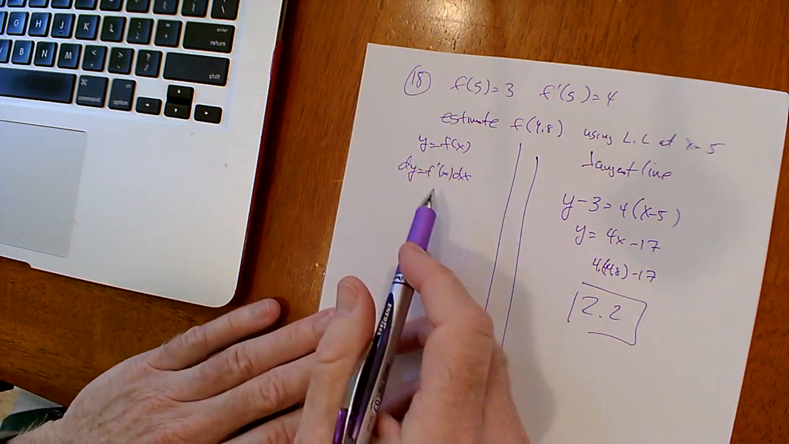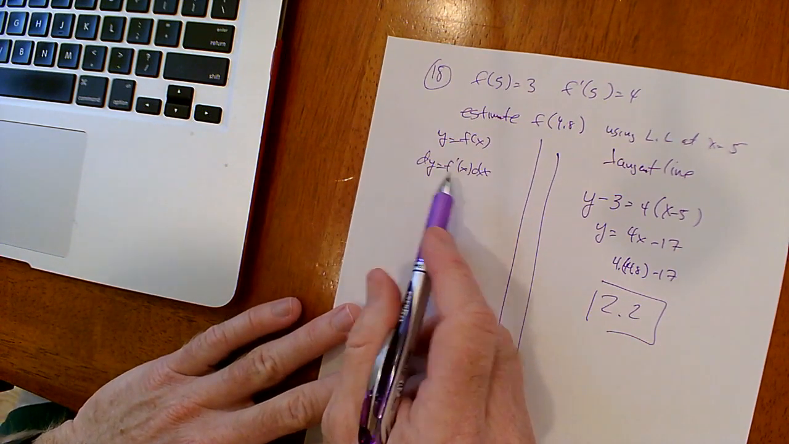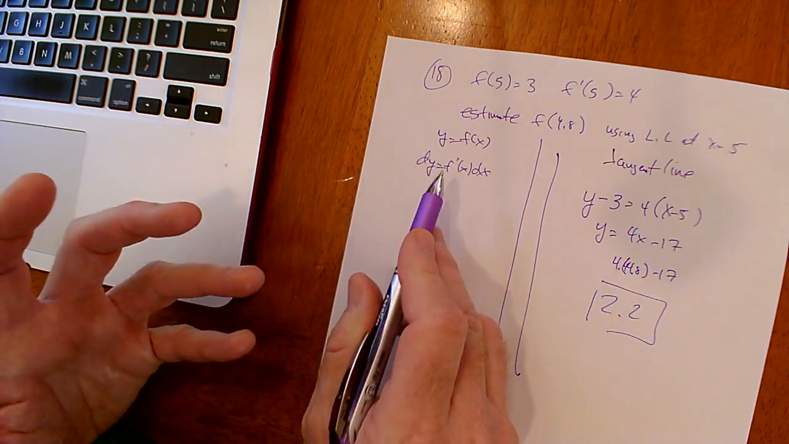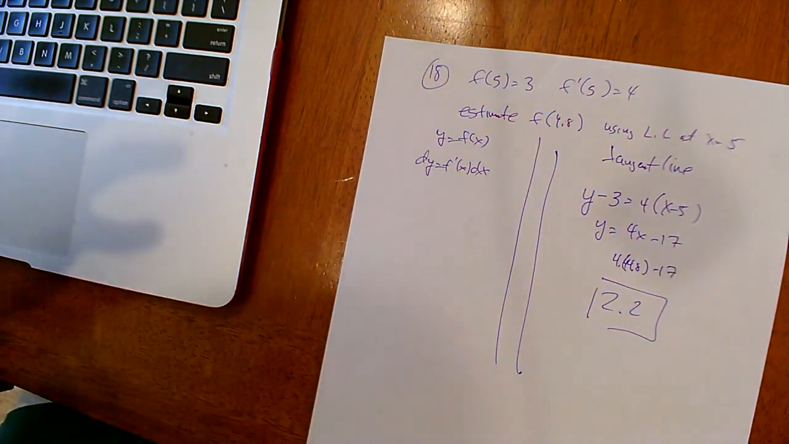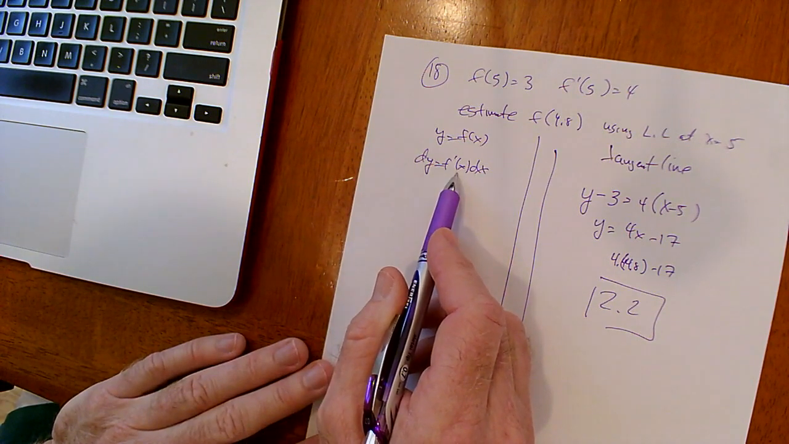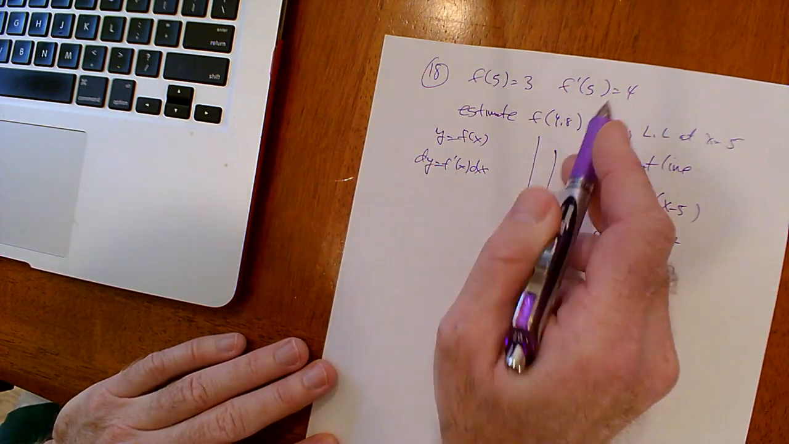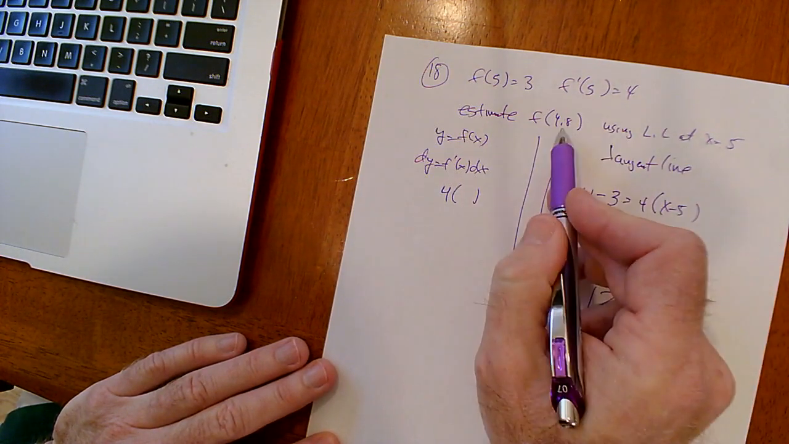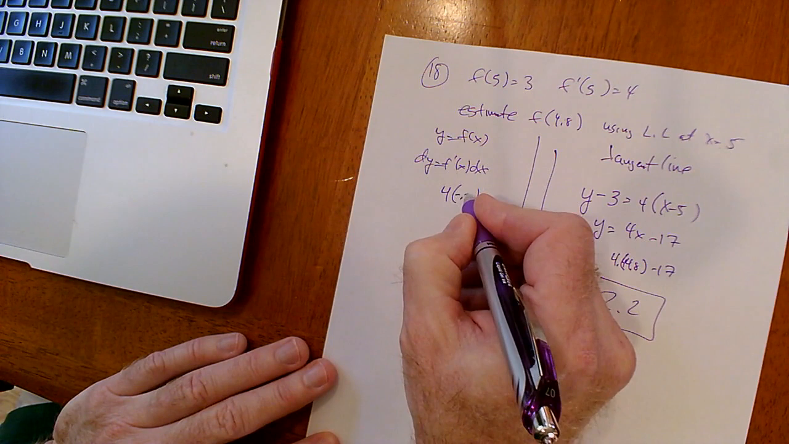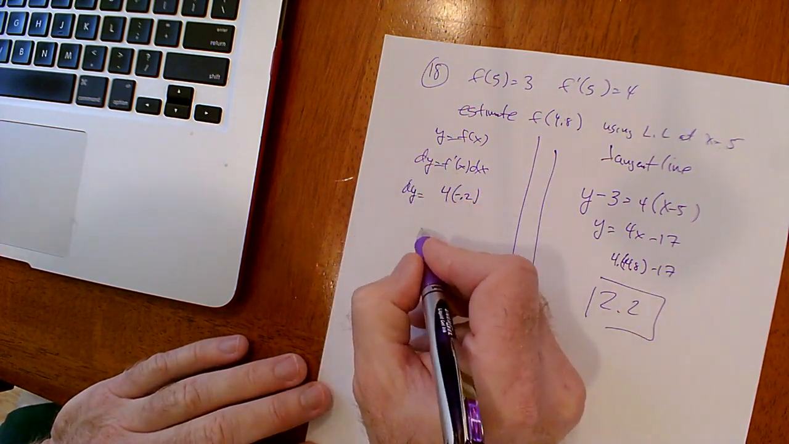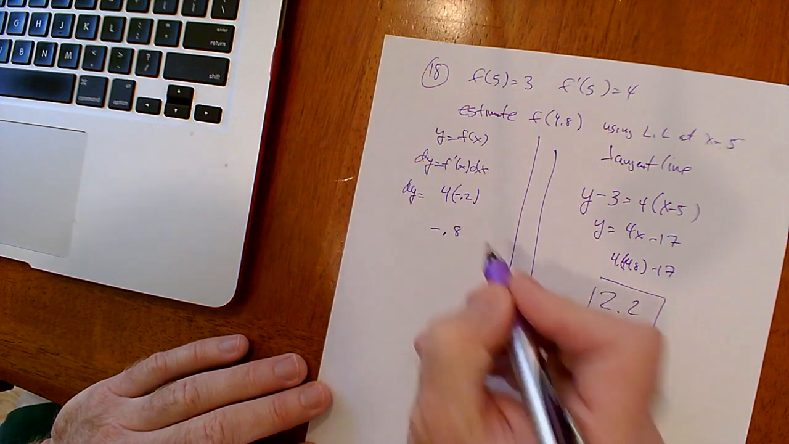The other way is just to use the differentials. dy equals f prime of x dx. So dy is change in y. This is actually using local linearization this way. This is just the tangent line, but it's the same thing. dy is change in y, so we're going to find that. It's the derivative at 5, which is 4, times the change in x. We're going from 5 to 4.8, so that's a negative 0.2. So that means my change in y is negative 0.8.